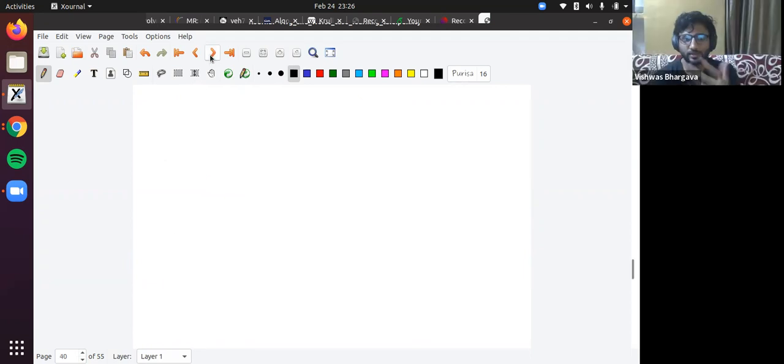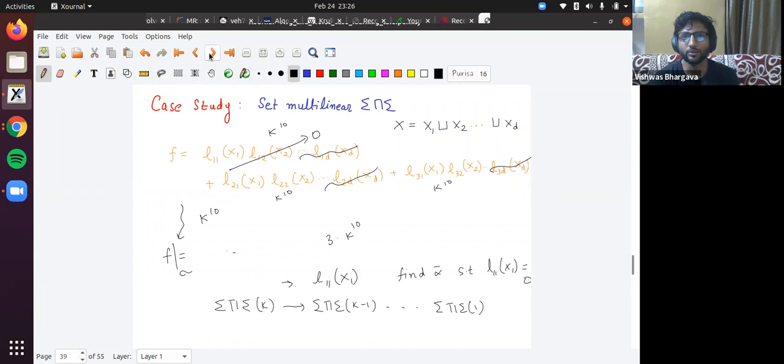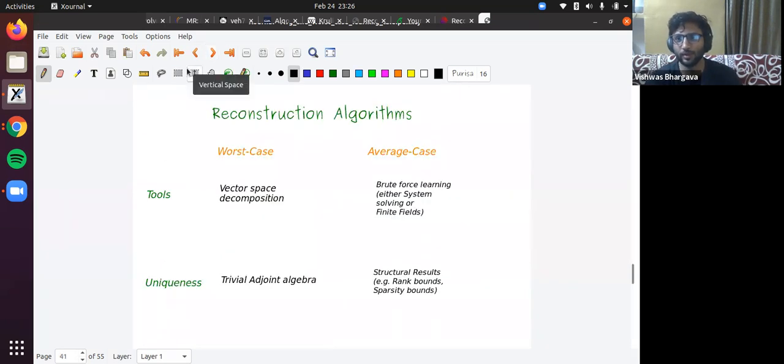Okay, so this was essentially a demonstration of the meta framework that we designed. Again, it's not a cure-all. It won't work for all models, but it worked for two of them, depth 4 multilinear and depth 3 multilinear. So to conclude, let me give a clear picture of how our reconstruction algorithms are placed.